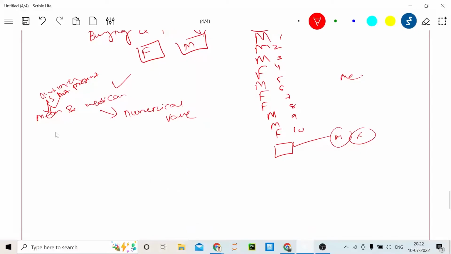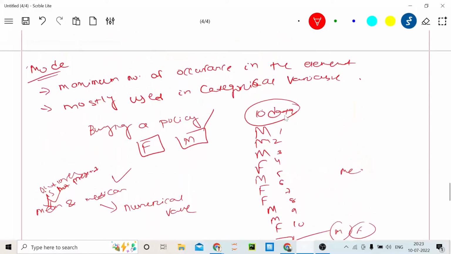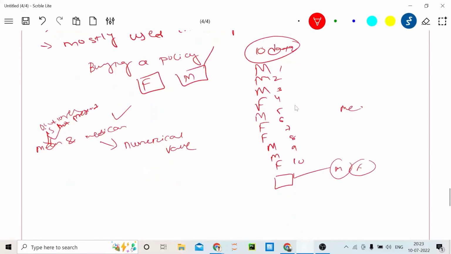In this class, I will tell you that the mean is calculated when there is a numerical value and an outlier is not present. In that case, you calculate the mean. If an outlier is present and the value is numerical, then you calculate the median. And if the value is categorical, then you calculate the mode. Mode means the most occurrences.